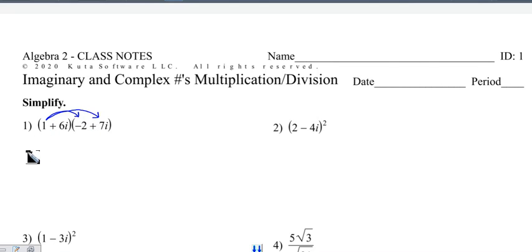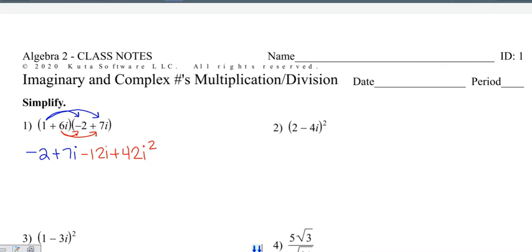1 times negative 2 is negative 2. 1 times positive 7i is positive 7i. When I'm done distributing the 1, I don't need that number anymore. Now I'm going to focus on the second term, 6i. I will distribute this term to both of the terms in the parentheses behind it. Positive 6i times negative 2 is negative 12i. Positive 6i times positive 7i is positive 42i squared.